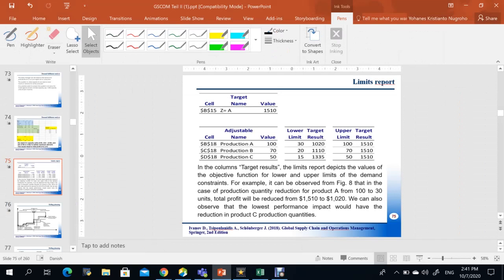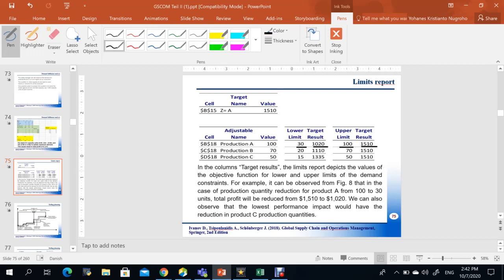In the columns target results, the limit report depicts the values of the objective function for the lower and upper limit of the demand constraint. For example, it can be observed from figure 8, that is this table, that in the case of production quantity reduction for product A from 100 to 30 units, the total profit will reduce from 1510 to 1020. So by reducing from 100 to 30, we also have a reduction in our profit from 1510 to 1020.